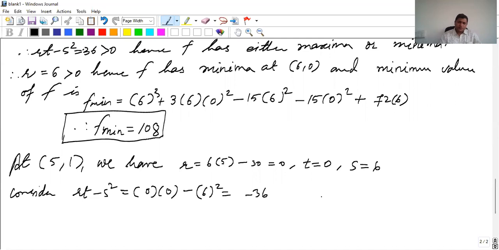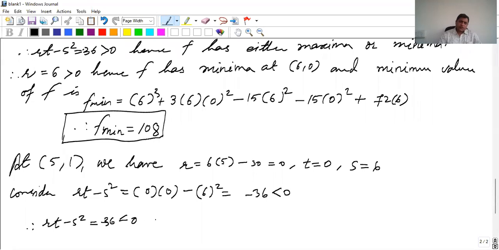Are you getting this? Yes, sir. Okay, so it is less than 0. What does it mean by less than 0? The function has neither maxima nor minima. Correct. So what you can say is, hence RT minus S square is equal to minus 36.